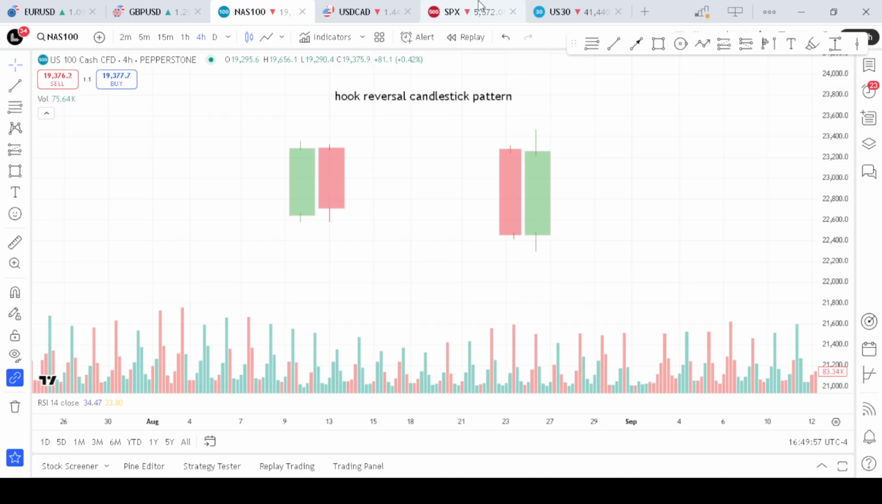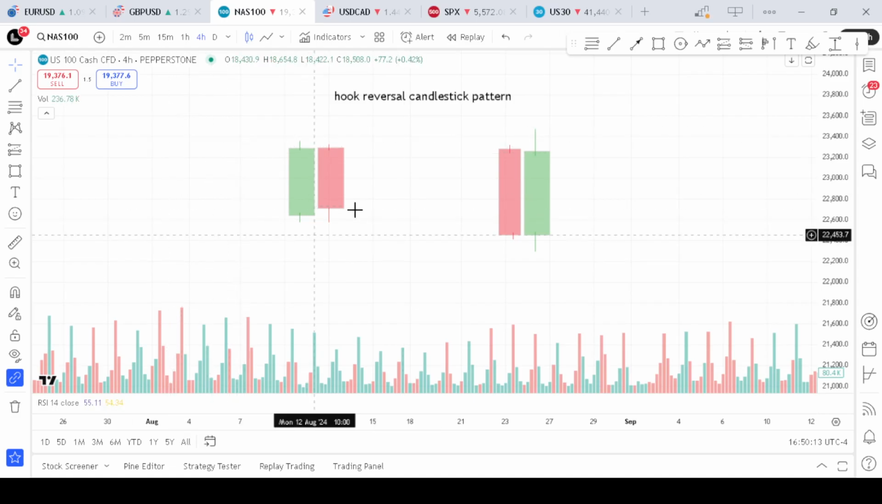So let's get started. We start by understanding what the hook reversal candlestick pattern is. It signifies a potential reversal in the market's current trend. This pattern consists of two candles where the second candle opens and closes within the range of the first candle. I repeat, the second candle opens and closes within the range of the first candle.